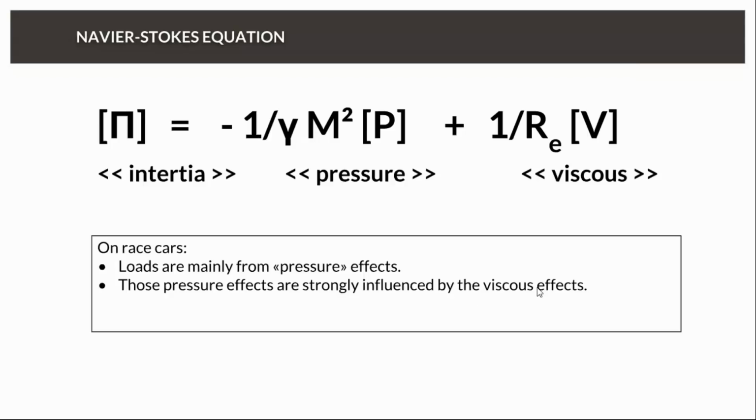As we saw, when there's a positive pressure gradient, then there's a risk that the flow separates, and we will see an example just after to show you what it means. So we have to remember, in racing cars, most of the forces are linked to pressure effects, and we will create curvatures to create suction. But the viscosity is always there, always the risk of flow separation, and so the viscosity will strongly affect those forces due to the pressure variations.